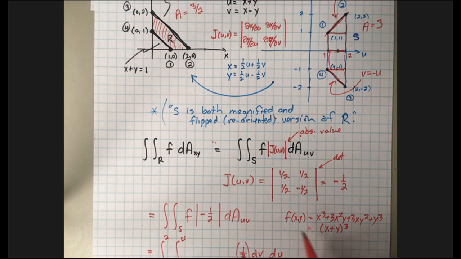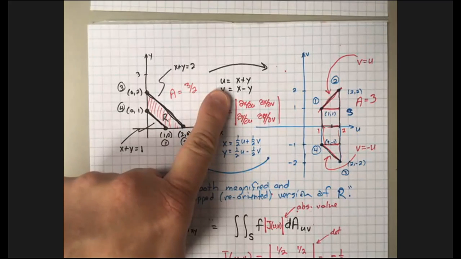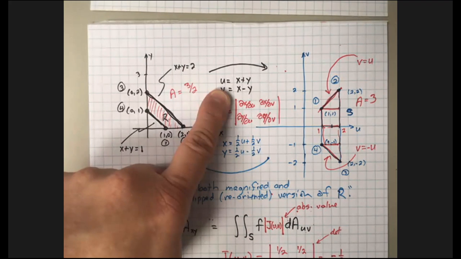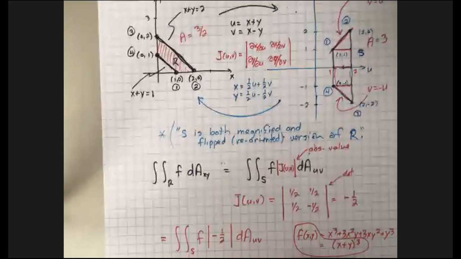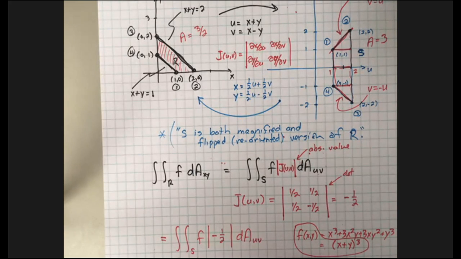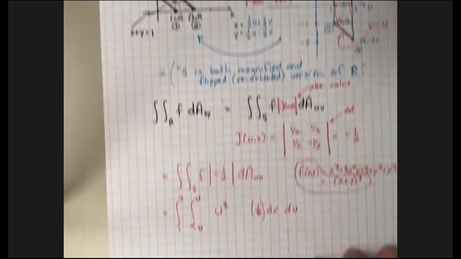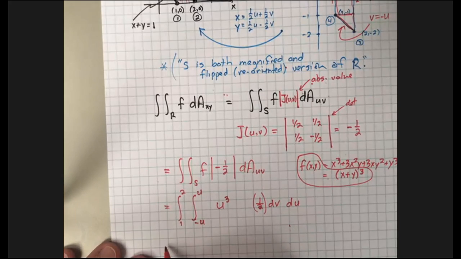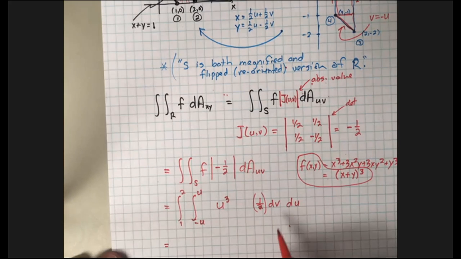So what I want to do is change this function into my new coordinate system. And then I get this very happy break that x plus y cubed, since u is equal to x plus y, is just expressed as u cubed. So I got the limits to be nicer, and I got the integrand to be nicer. This is the best of both worlds. And I can quickly evaluate this, and then we'll take a short break.